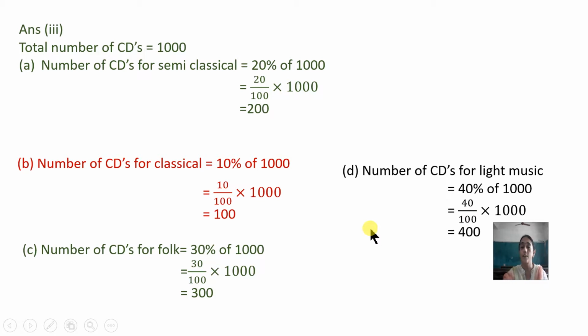400. Now to check whether my answer is correct or not, I should get the sum of everything to be equal to 1000. 200 plus 100, 300, 300 plus 300, 600, 600 plus 400, 1000. Yes. So my answer is correct. Let's move to next question.